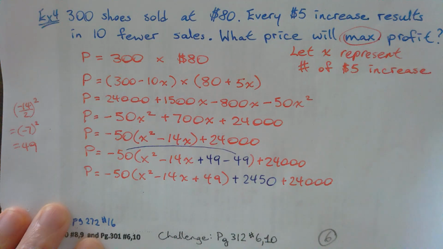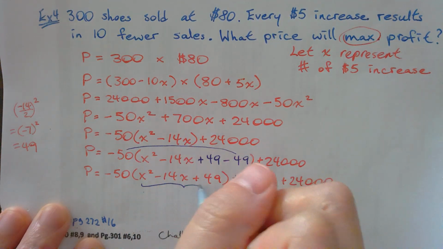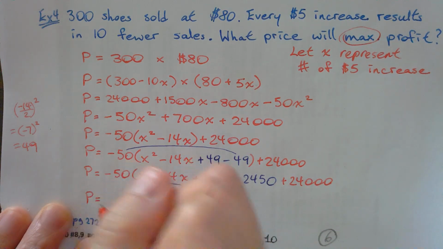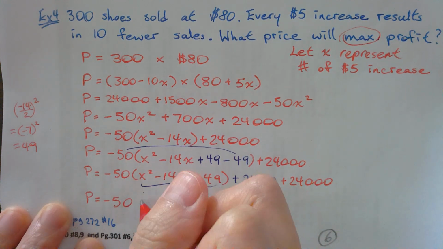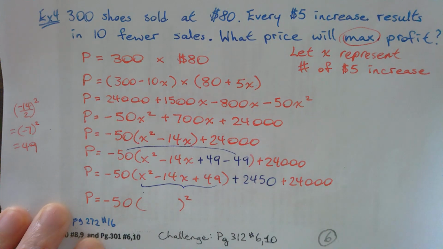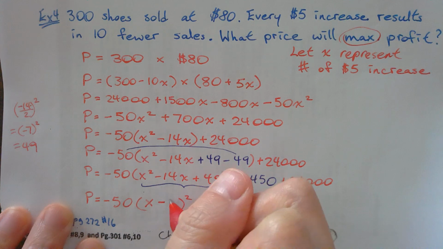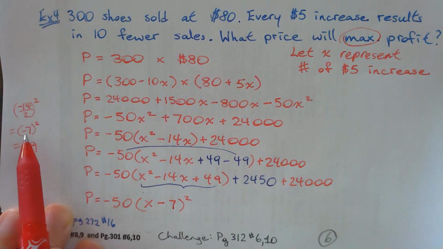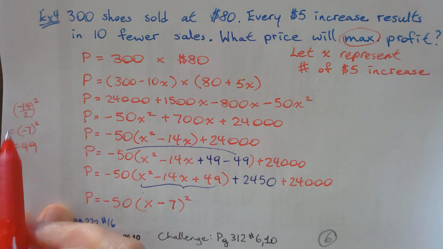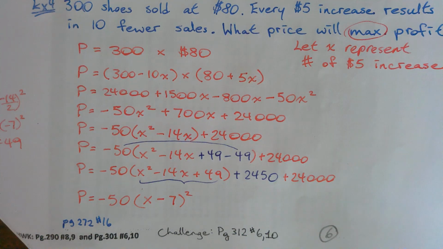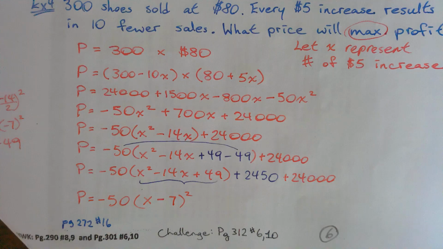Okay. And then now I can clean up everything. This is a perfect square. So P equals negative 50. What goes in the bracket here? X minus 7. Where did you see the minus 7 again? From when we squared it. Right. That's why I always put it on the side to remind myself what it should be. And then add up those two, 2450 plus 24,000.